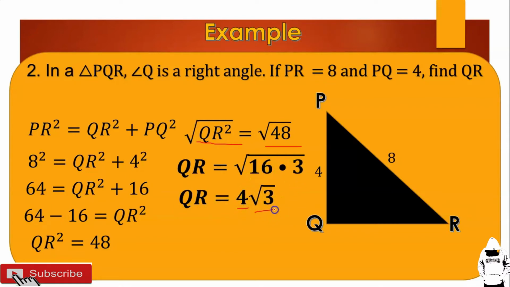Square root of 3, that is square root of 3. So, QR now is 4 square root of 3.